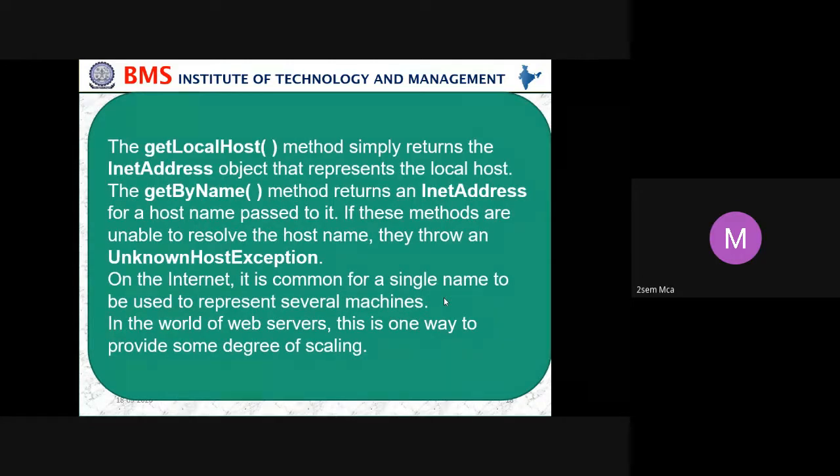We'll see them one by one. The getLocalHost method simply returns the InetAddress object that represents the local host. In the same way, the getByName method returns an InetAddress for a host name passed to it. If these methods are unable to resolve the host name, they throw an UnknownHostException. It is common for a single name to be used to represent several machines. In the world of web browsers and web servers, this is one way to provide some degree of scaling.